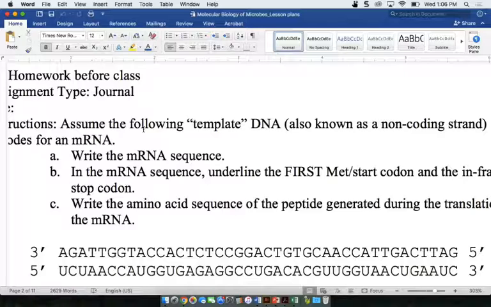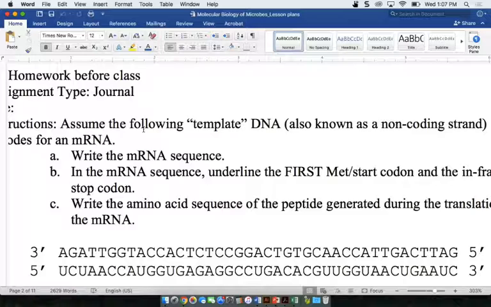So this is our template DNA. In other words, what that means is this is a template to make the mRNA. The other term that oftentimes gets used is non-template DNA. The non-template DNA looks identical in sequence to the mRNA, with one exception, T's in the DNA get replaced with U's. Okay, so a couple of things there.